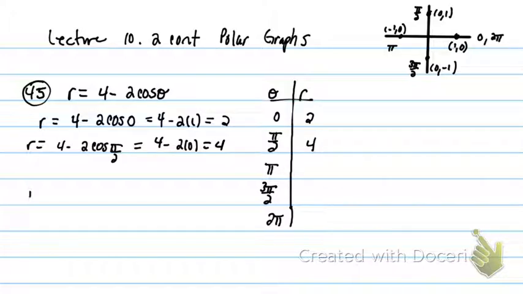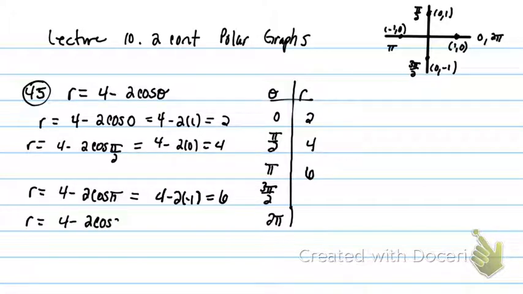Let's plug in the pi. What's cosine at pi right here? Yeah, negative 1. So we'd have 4 minus 2 times negative 1, giving us what? 6. Let's plug in the 3 pi over 2. What's cosine right here at 3 pi over 2? Good. So you'd have 4 minus 2 times 0, giving you 4.